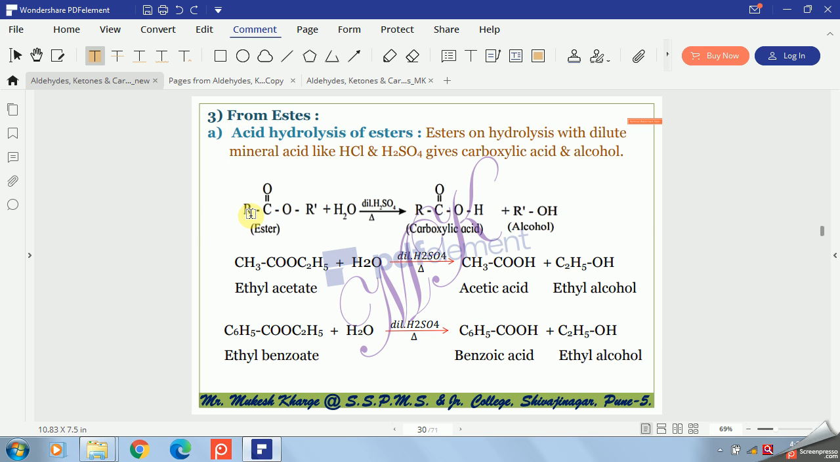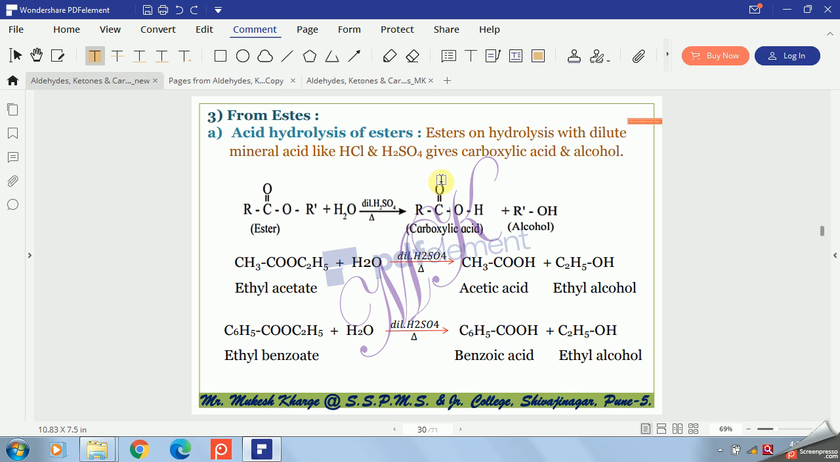But we can write this R is equal to H, then your HCOOR' means ester of formic acid. So let us see the reaction, acid hydrolysis of your ester. This ester on hydrolysis with mineral acid such as HCl or H2SO4 gives carboxylic acid and alcohol.